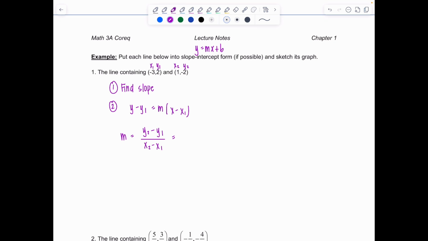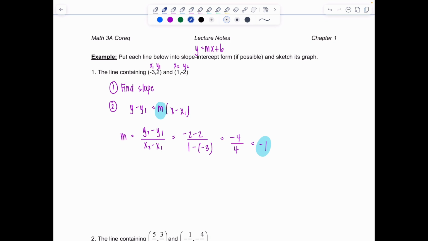So y2 minus y1, that's going to be -2 minus 2 over 1 minus -3. So here we've got -4 over +4, very good, which simplifies to -1. So now I have m, this is my m for point-slope form, and then I'm going to replace x1 and y1. You can actually use either point. It doesn't matter that we called this one (x2, y2). But the x and y that have no subscript, you leave them as x and y in the equation, okay?